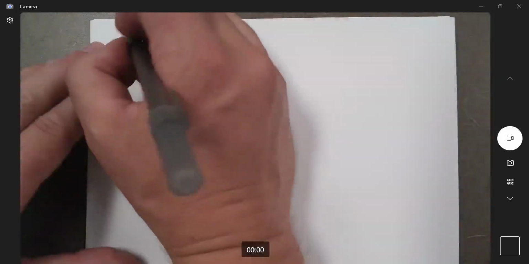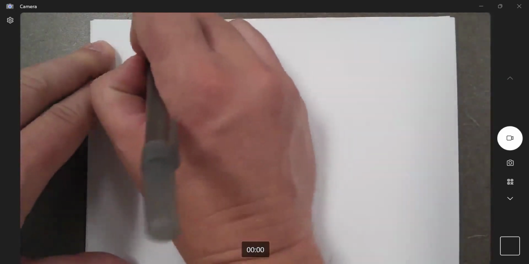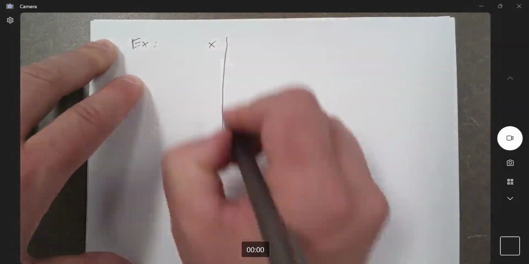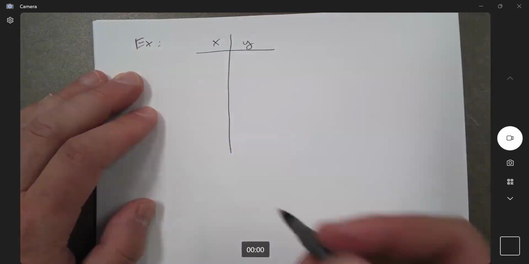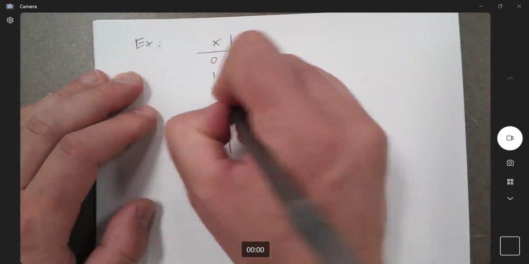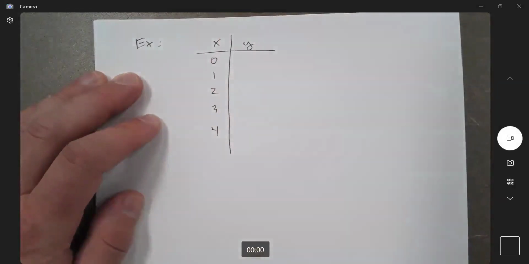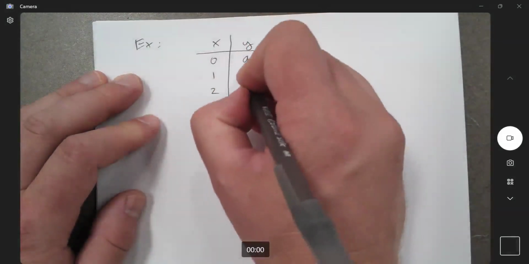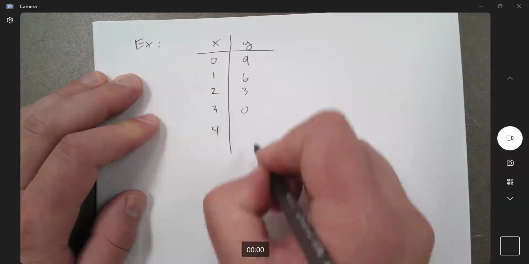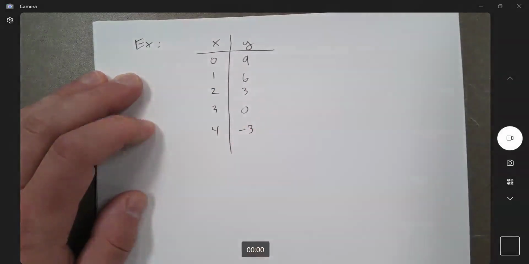All right. Here's an example of maybe a function that we're more used to seeing. And I'm going to do this in a table form. So we're going to have a set of inputs, 0, 1, 2, 3, and 4. And we're going to have a set of outputs, 9, 6, 3, 0, and -3.